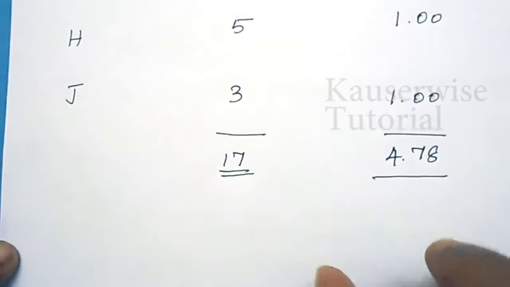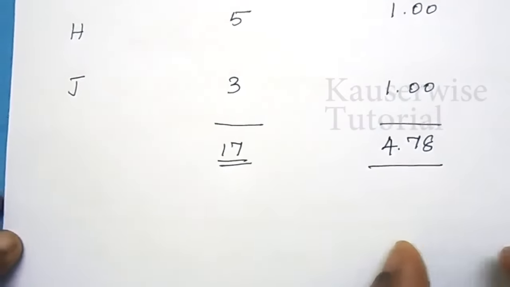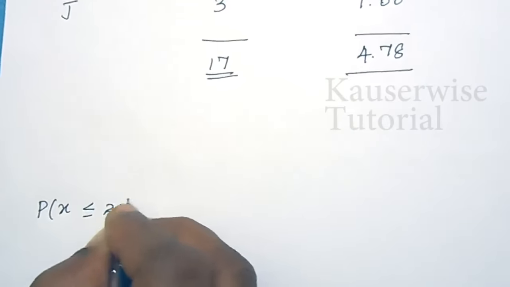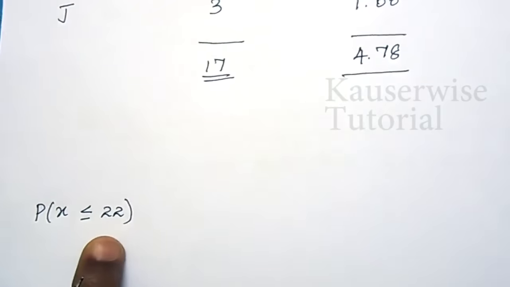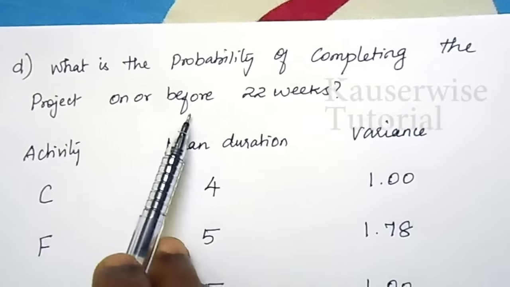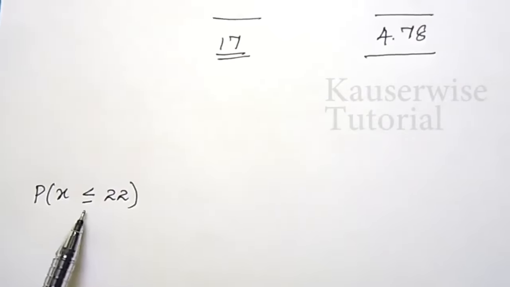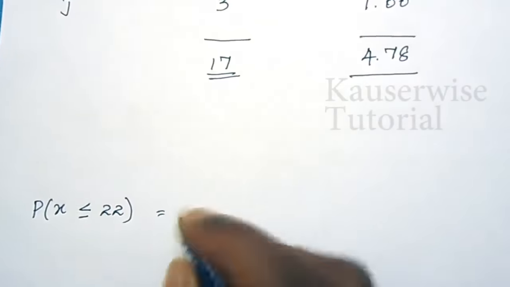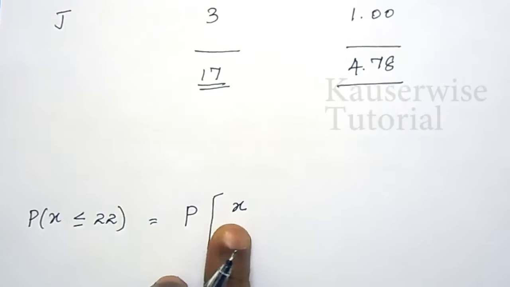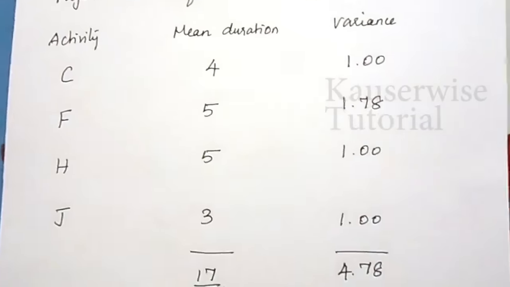So now we have to apply one formula in order to find out the probability of completing the project on or before 22 weeks. So probability of X less than or equal to 22 weeks. Look at the problem. What is the probability of completing the project on or before 22 weeks? So X value is less than or equal to 22 weeks. So we have the formula. Probability of X, that is 22. X denotes 22. X minus mu. Mu represents the mean duration for the critical path.